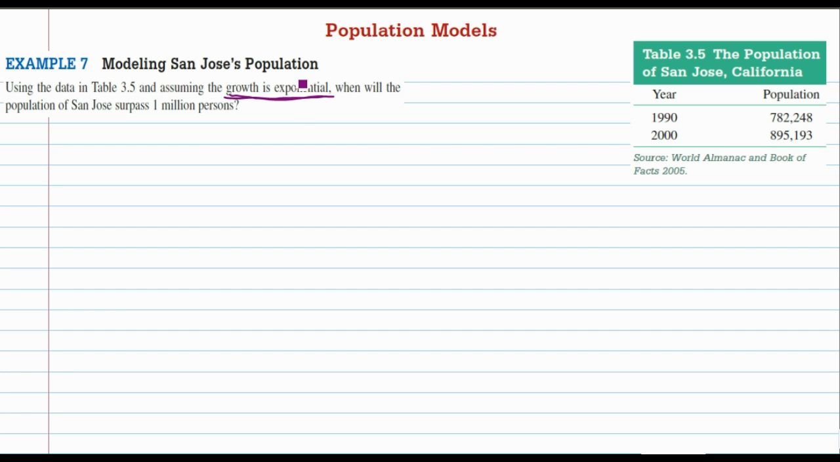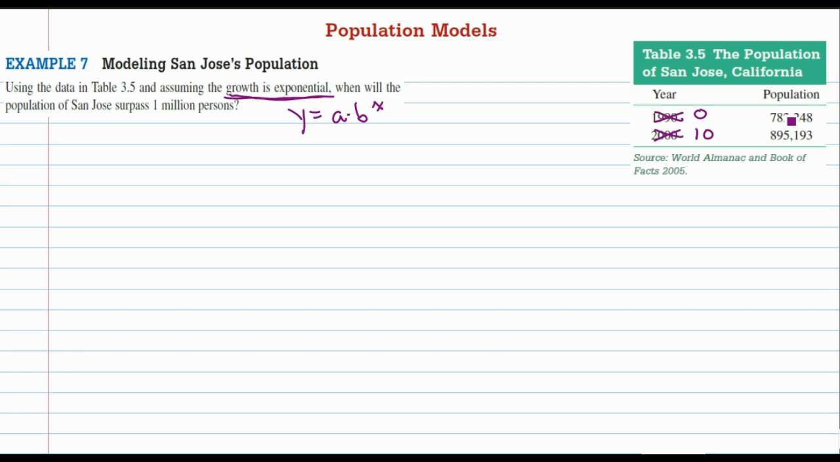So since our growth is exponential, we're going to be using y equals a times b to the x, exponential growth. The question is, when will the population of San Jose surpass 1 million people? Instead of using the year 1990, I'm going to use the year 0, and then instead of using the year 2000, I'm going to use the year 10.